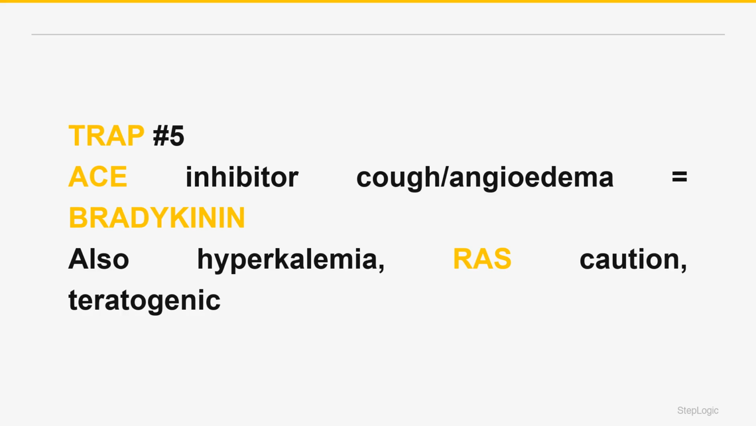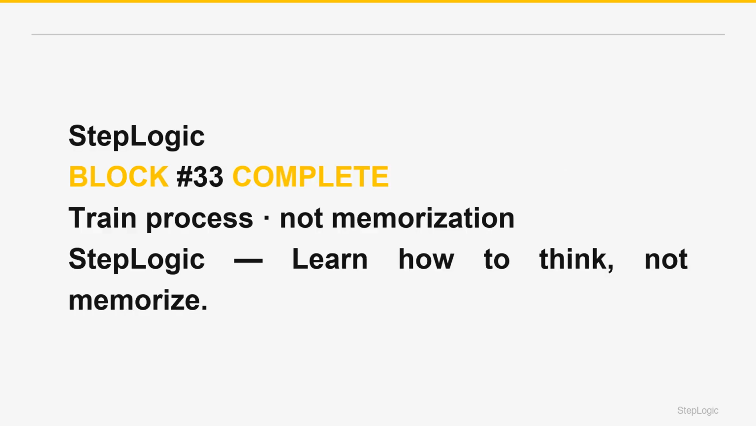Trap 5: the ACE inhibitor dry cough and angioedema come from bradykinin buildup, not low angiotensin. Remember hyperkalemia, the danger in bilateral renal artery stenosis, and that they're teratogenic. Avoid in pregnancy.